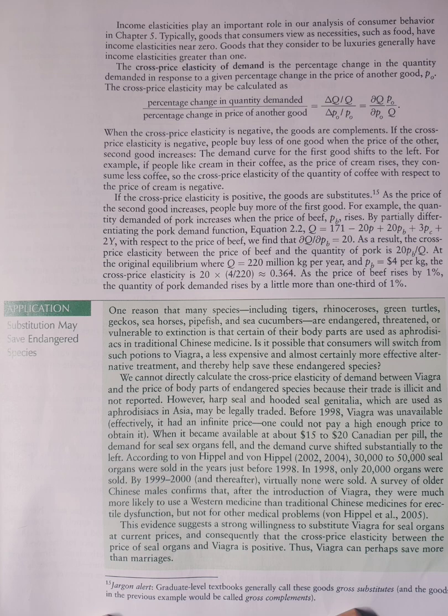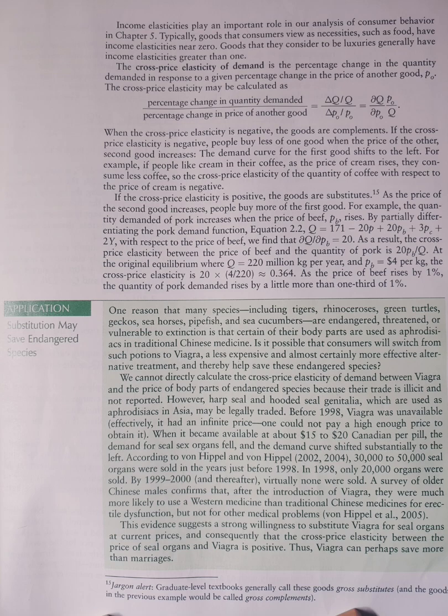The cross-price elasticity of demand is the percentage change in the quantity demanded in response to a given percentage change in the price of another good, P sub O. The cross-price elasticity may be calculated as percentage change in quantity demanded over percentage change in price of another good, which equals delta capital Q over Q, over delta P sub O over P sub O, which equals the partial derivative of quantity with respect to P sub O, which is price of another good, multiplied by the price of another good over quantity.